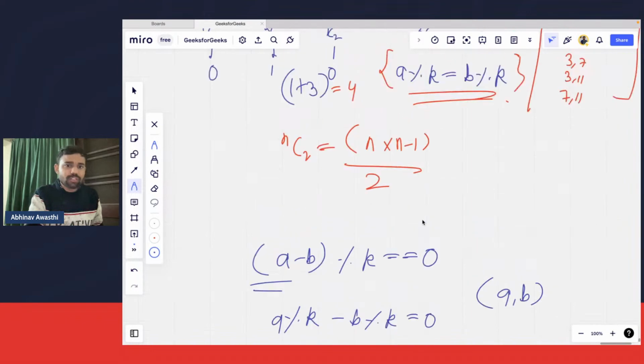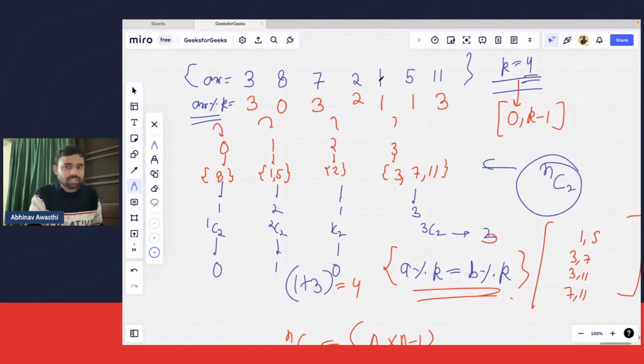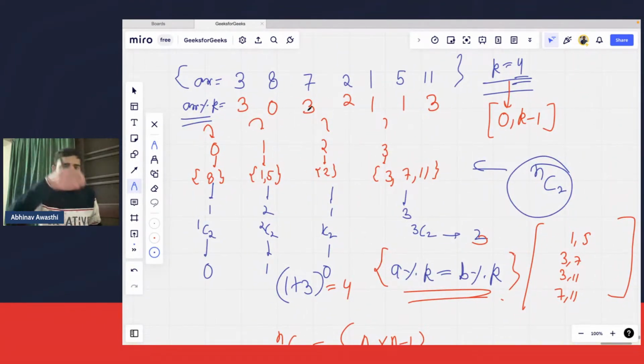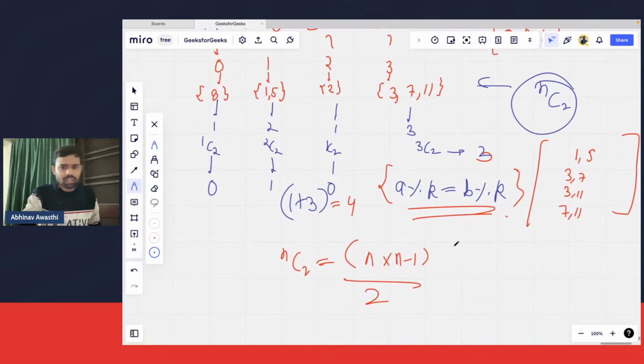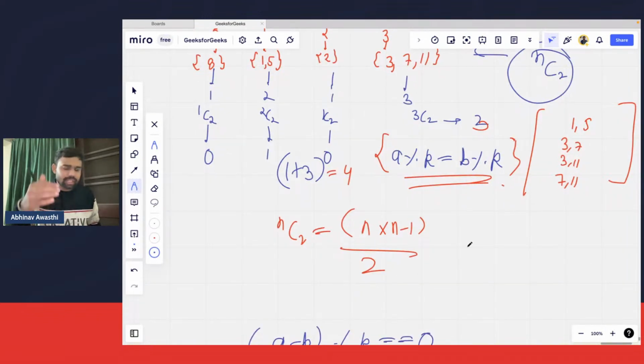So what we will do is find the mod k value for all the digits, and then we will have different sets: for mod 0, for mod 1, for mod 2, for mod 3, like that. We will have different digits in each. After that, we simply use nC2. Let's say we have 5 numbers in a set, so out of the five numbers, how many possible pairs are present? Is it clear? That is what we are doing.